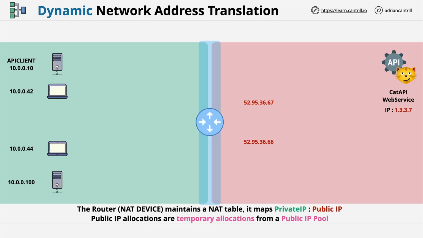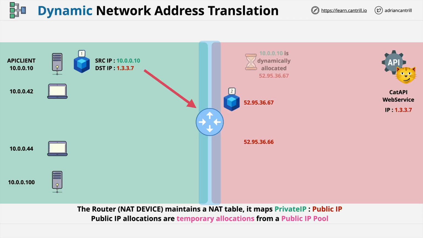Let's look at an example. Let's assume that the server on the top left is trying to access the CAT API. Well, it creates a packet, the source IP address is itself, and the destination IP is the CAT API, which is 1.3.3.7. So it sends this packet, and again the router in the middle is the default gateway for anything which is not local. As the packet passes through the router or the NAT device, it checks if the private IP has a current allocation of public addressing from the pool, and if it doesn't and one is available, it allocates one dynamically and on a temporary basis.